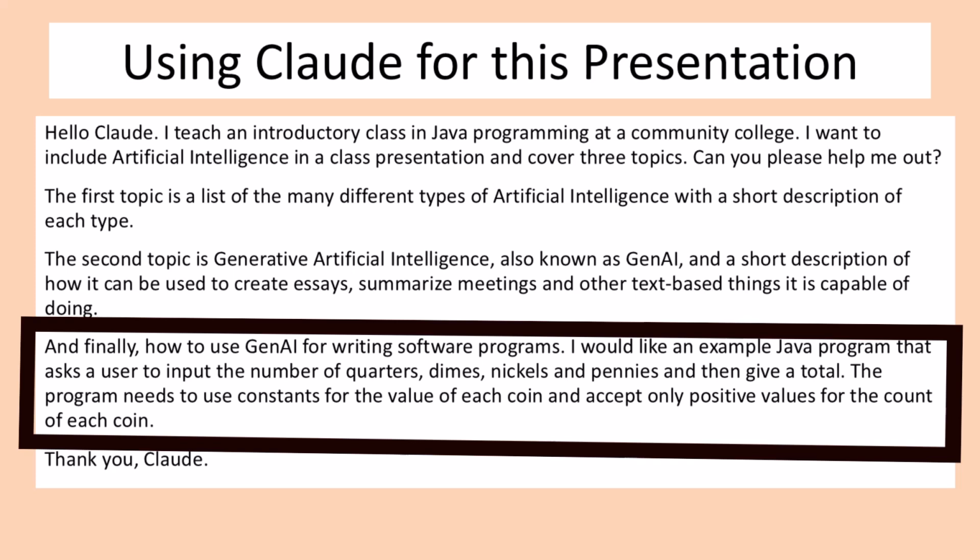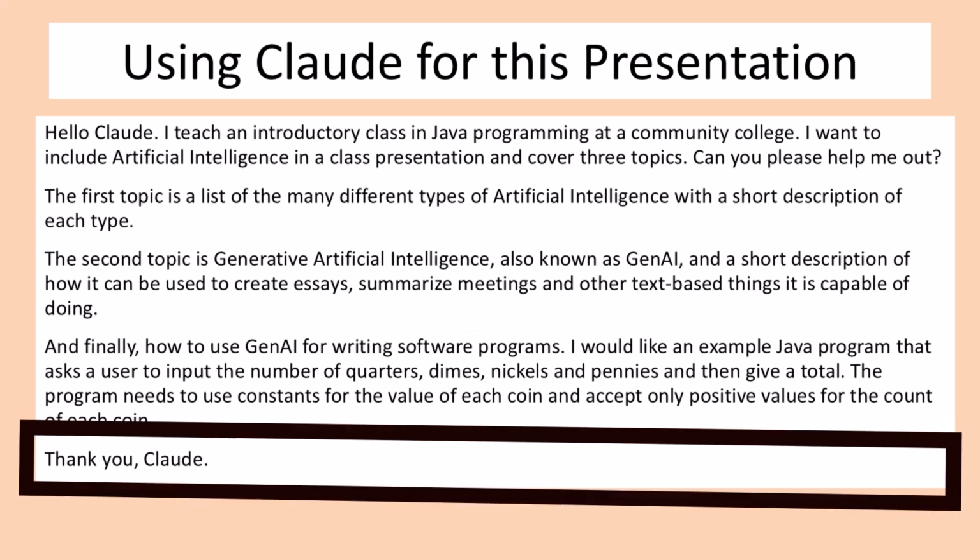I would like an example Java program that asks a user to input the number of quarters, dimes, nickels, and pennies, and then give a total. The program needs to use constants for the value of each coin type and accept only positive values for the count of each coin. Thank you, Claude. That's the end of the prompt.